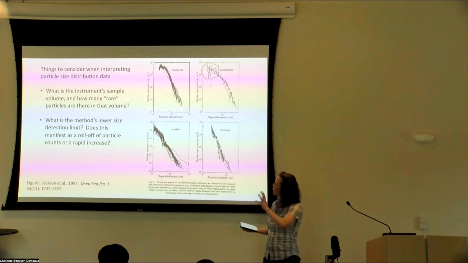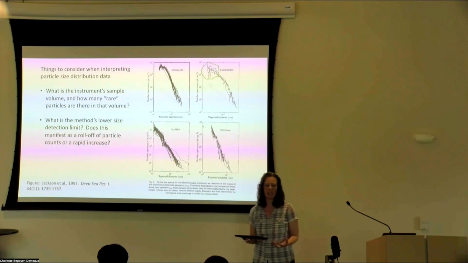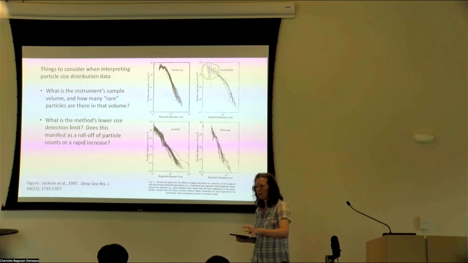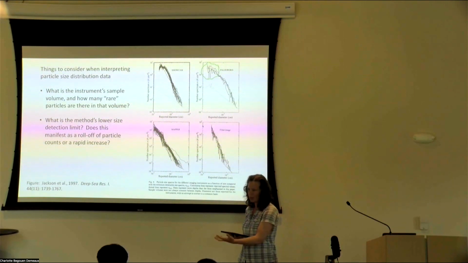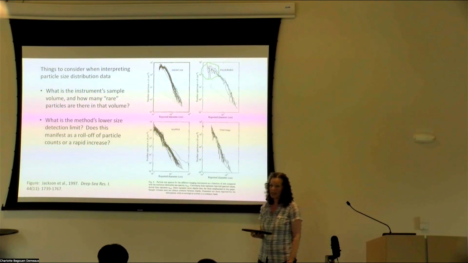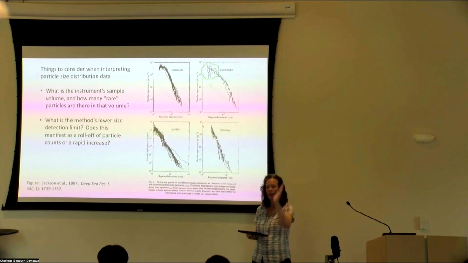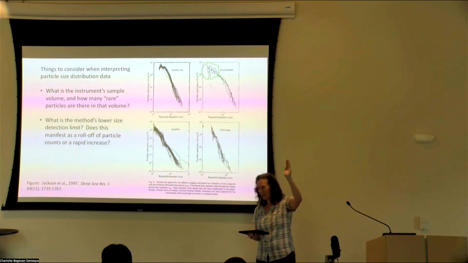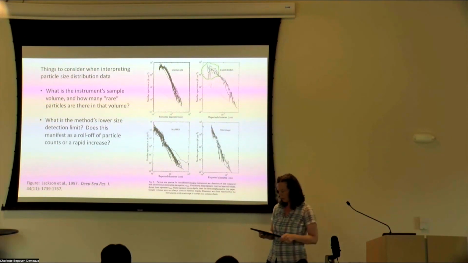So those are two important factors to think about when you're interpreting particle size distribution data. How big is the sample volume, and what's the least that you can detect in terms of numbers within that volume? And then what's the smallest size that you can detect, and what do your data look like when you reach that limit? There are actually some instruments where the counts increase when you get towards that limit, and then a lot of imaging ones, they decrease.